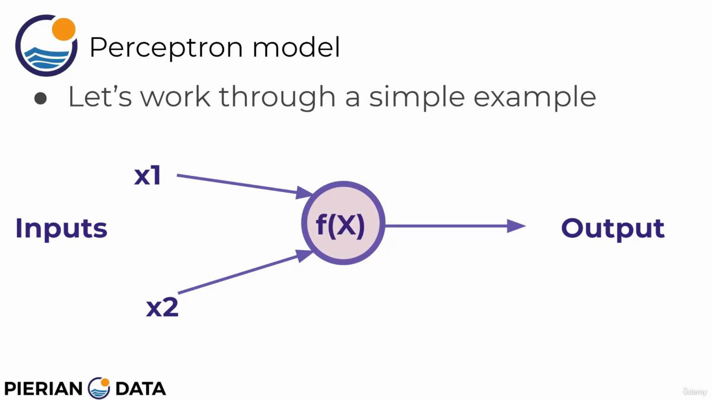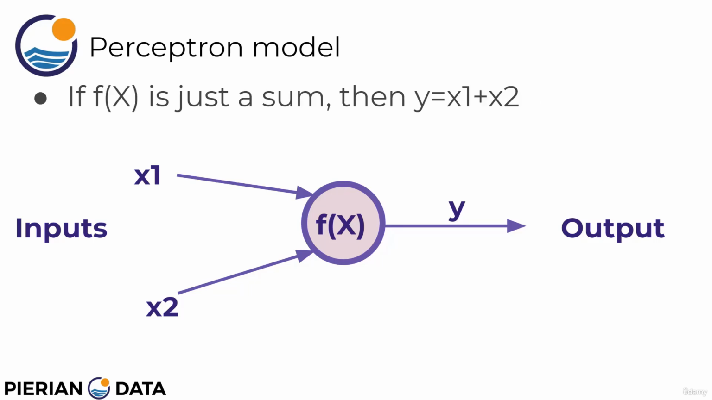And you can imagine that inside this perceptron, that neuron is going to have some sort of function. It's going to perform something on those inputs of x, and then output some y. So we have some function inside the neuron, takes in these x values, performs something on them, and then outputs y. So if f of x, that function, is just a sum, then y is equal to x1 plus x2. And this is a very, very simplified perceptron model. Later on, we'll expand on this with activation functions.